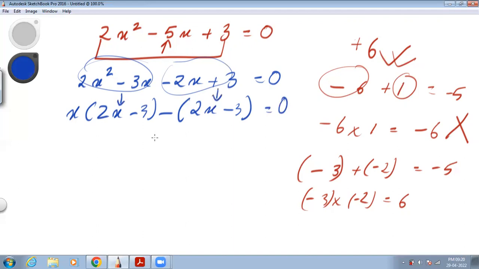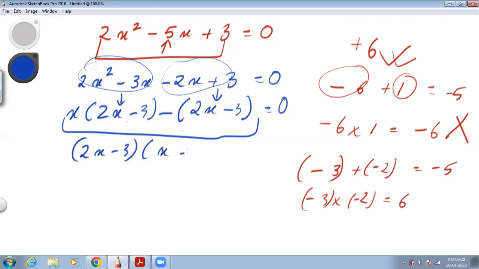linear polynomial here, so that you can take that as common from the whole equation. So 2x minus 3 can now be taken out from the whole equation, and that leaves us with x minus 1 here equals 0. So this is known as factorization.